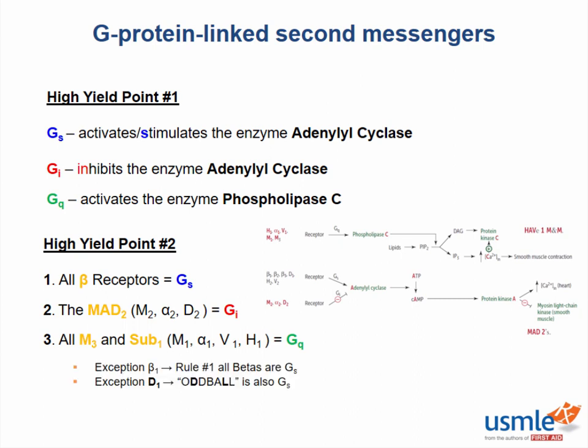Now, exceptions are beta 1, which according to rule number 1, all betas are Gs, and also D1, which I like to remember as my oddball for also being Gs. So, you see how we simplified this chart? If you can remember the signal cascade of the 3 G proteins and which receptors they are coupled to, well, then you've mastered half the battle.